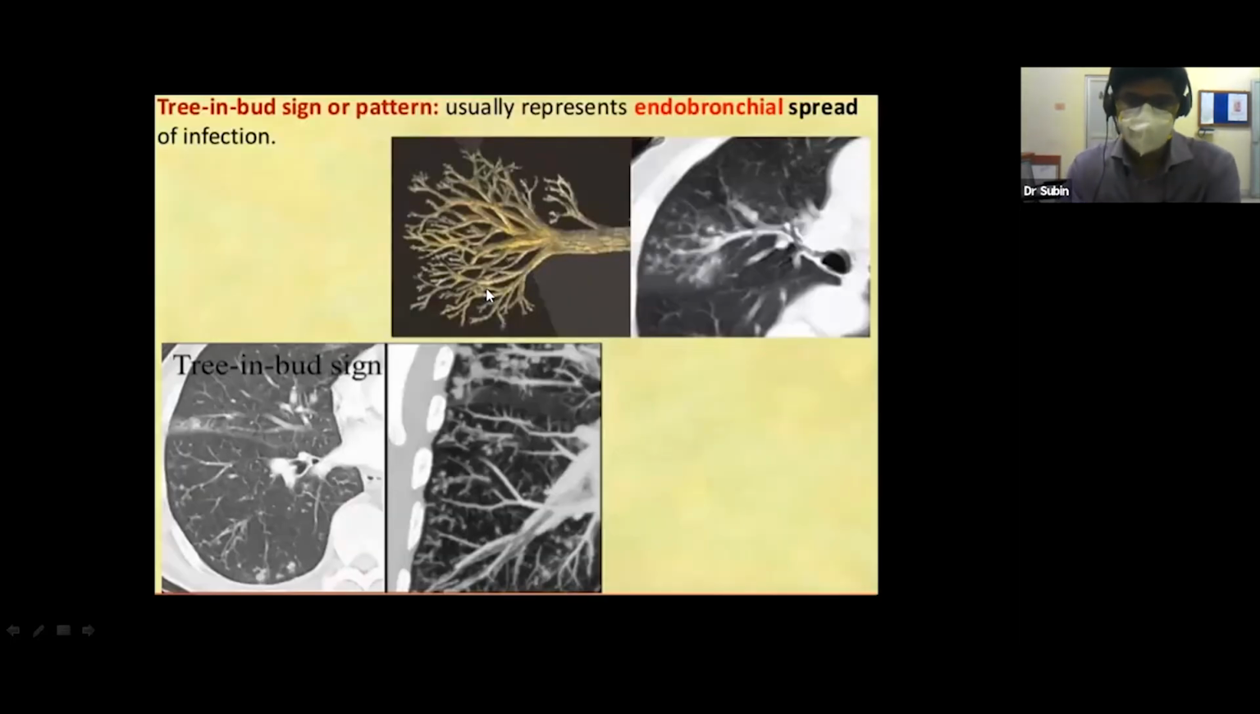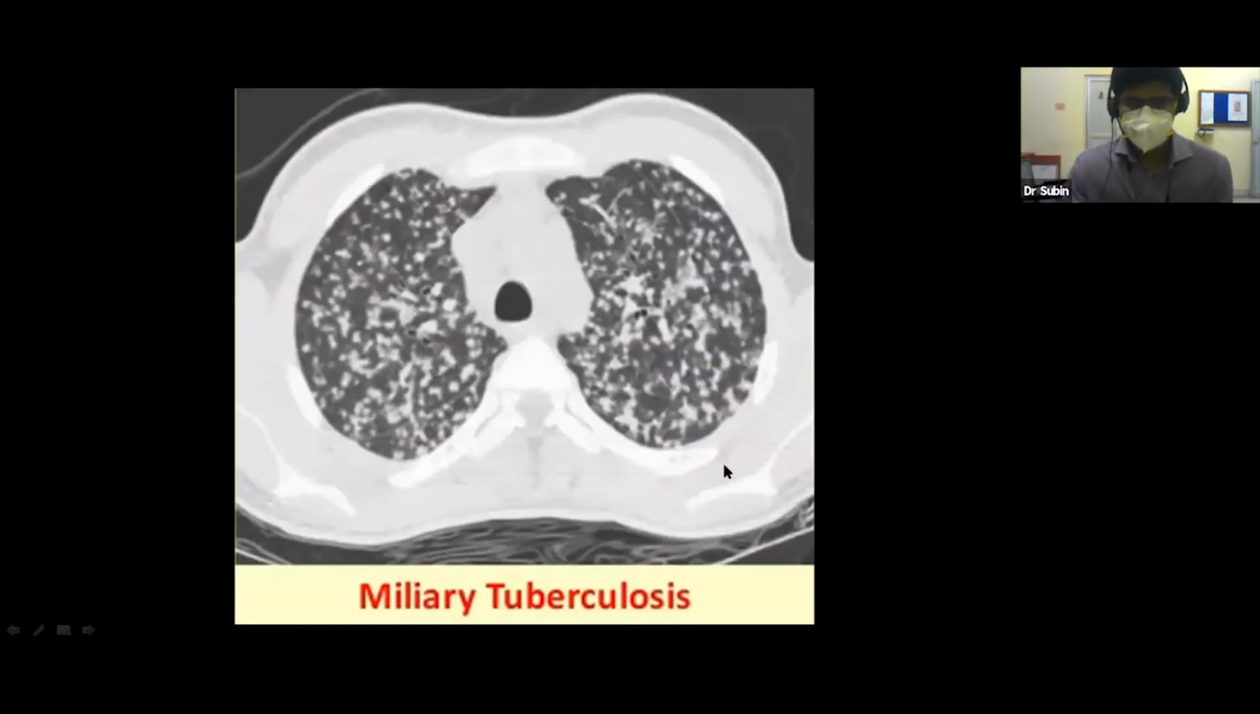All right, tree-in-bud doesn't always mean TB. It can mean anything which has an endobronchial spread. It can mean metastasis, TB, some bacterial infections, sometimes some fungal infections. The important thing is to realize that this is probably something acute if it comes in the correct clinical setting, and probably you need to go for a BAL or a TBLB to evaluate further.